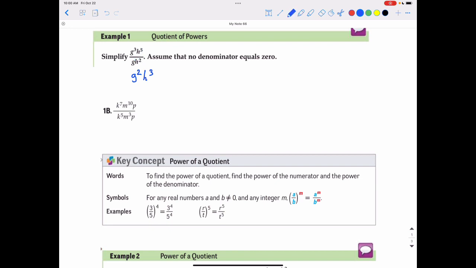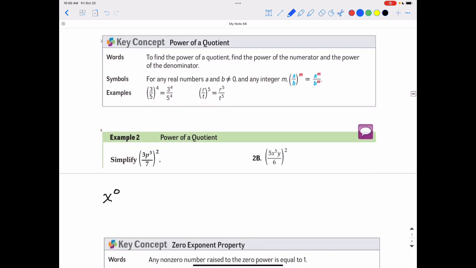1b, we can subtract the k's exponents, so k to the 7th divided by k to the 5th. Even though it's the same process, division means subtracting the exponents, so that would be k to the 2nd. M to the 10th divided by m to the 3rd is m to the 7th, because 10 minus 3 is 7. And what about the p's? That would be p to the 1st divided by p to the 1st. That would be 1 minus 1, which is p to the 0 power. Basically, those cancel each other out, so I don't have any p's in the answer, so it's just k squared m to the 7th.